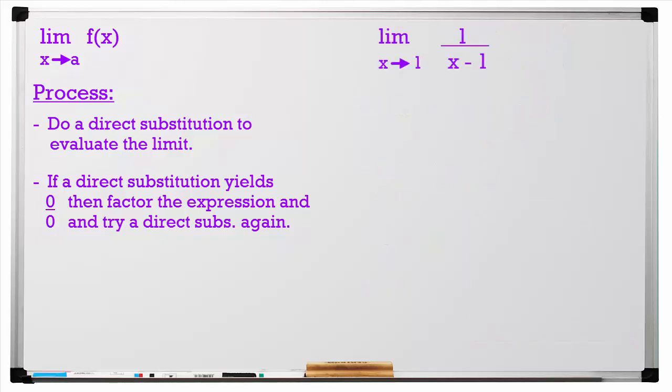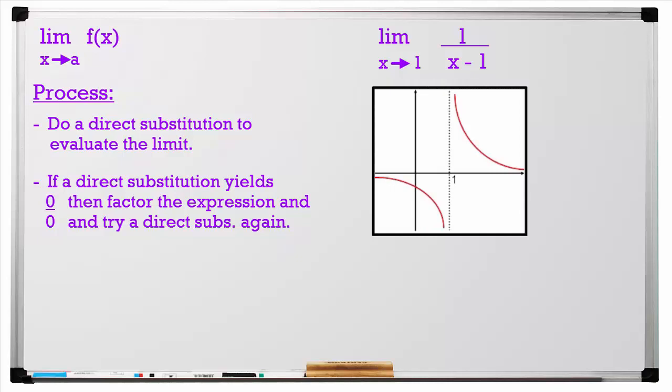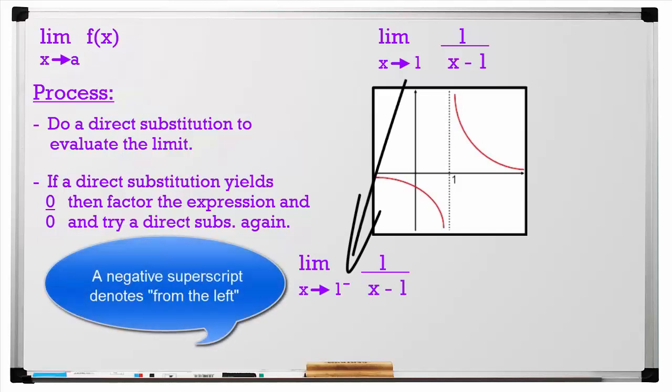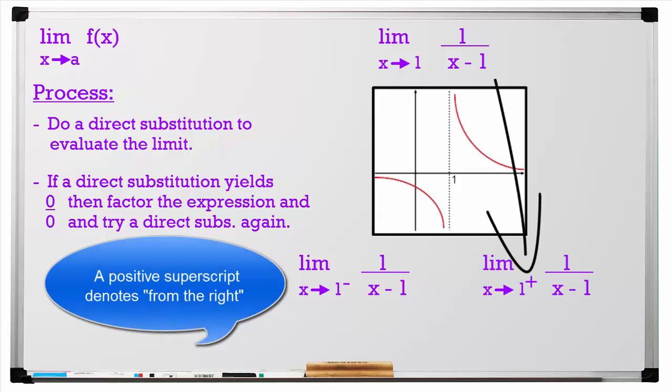Now consider the limit of 1 over x minus 1 as x approaches 1. This rational function has a vertical asymptote at x equals 1. So we need to see where the graph is going on either side of the asymptote. So we split this limit and consider the limit as x approaches 1 from the left of 1 over x minus 1 and the limit as x approaches 1 from the right of 1 over x minus 1.